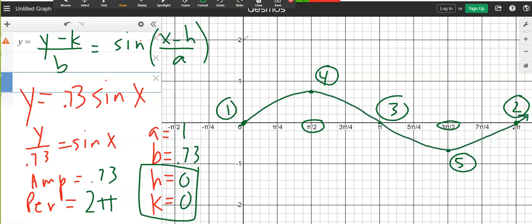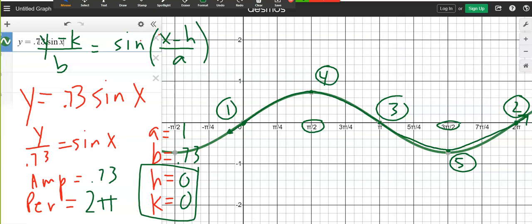Okay. So using the language of transformation, what would you tell me? It is a vertical shrink. Good choice of words. Of 0.73. Thank you very much. Yep. 0.73 sine x. We were pretty close.